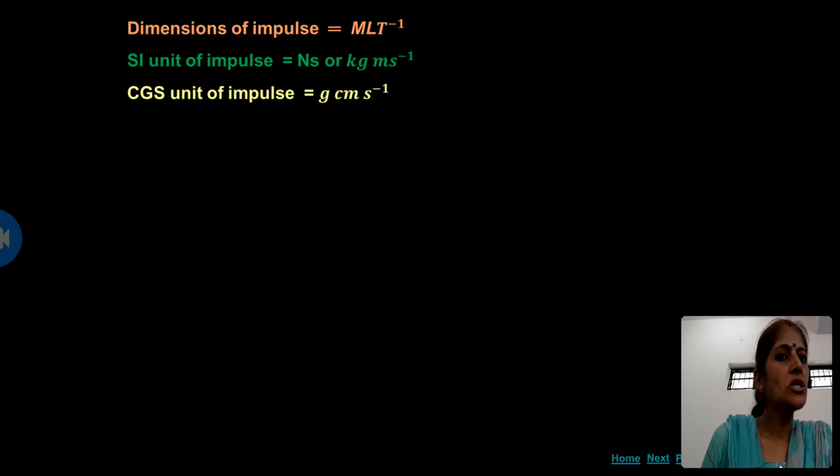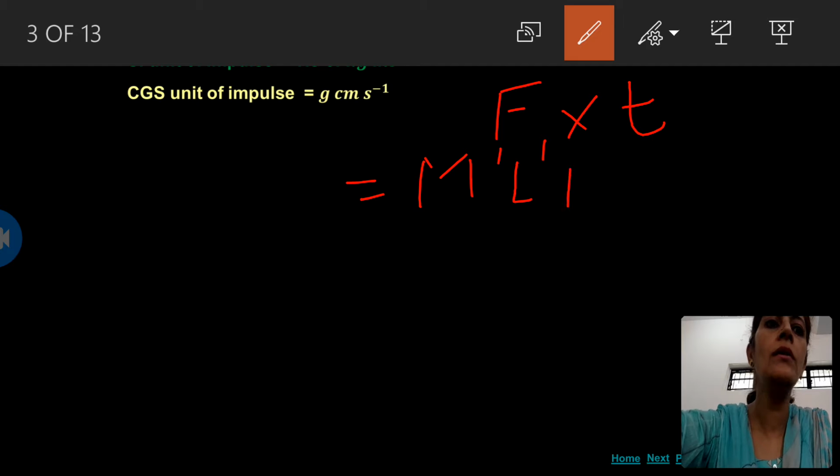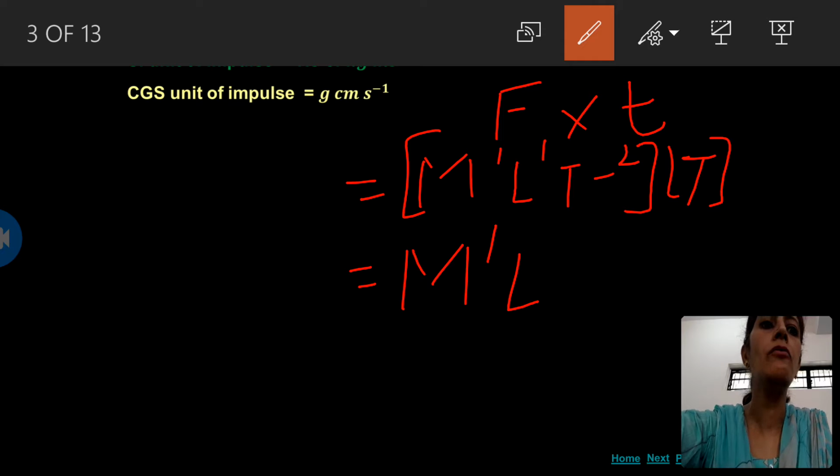Now come to the dimensions of impulse. As impulse is given by the product of force and time, what is the dimensional formula for force? M^1 L^1 T^-2, and for the time t the dimensional formula is T. So finally we get the dimensional formula for impulse as M^1 L^1 T^-1.